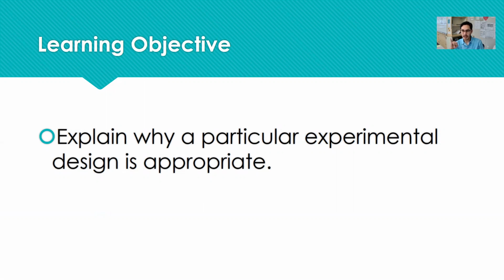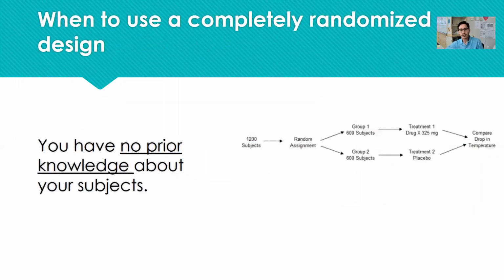The first one is a completely randomized design. The second is block designs, and the third is the match pair design. And so we're going to cover them in that order. So when should you use a completely randomized design?